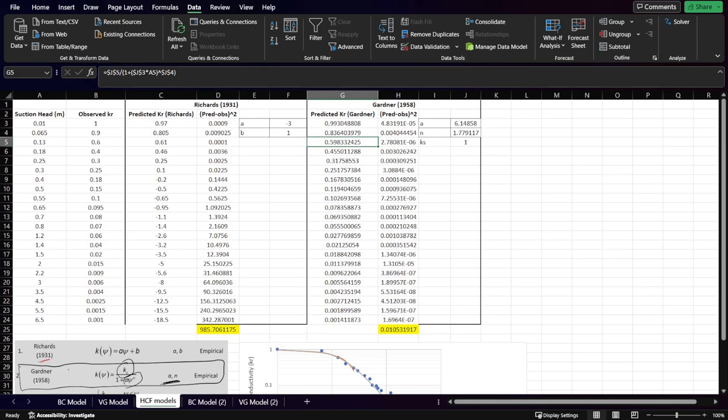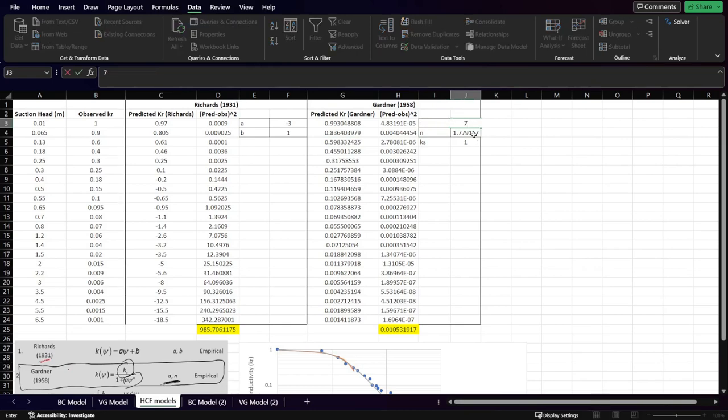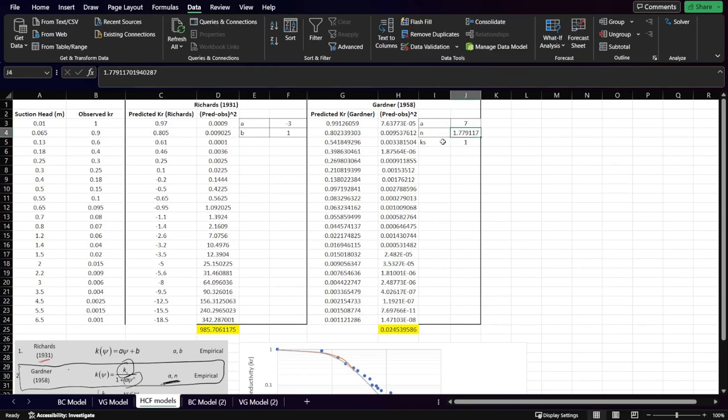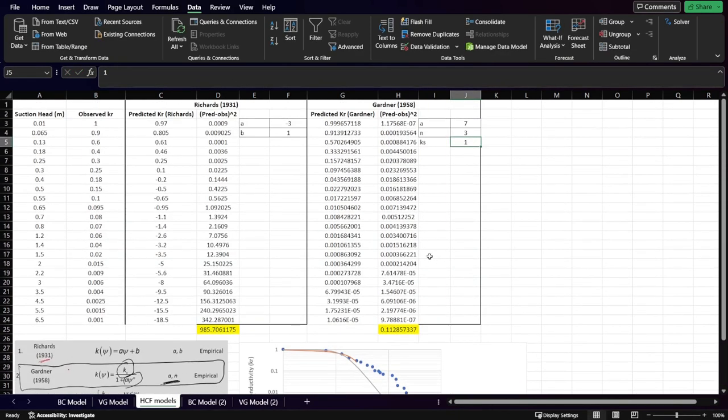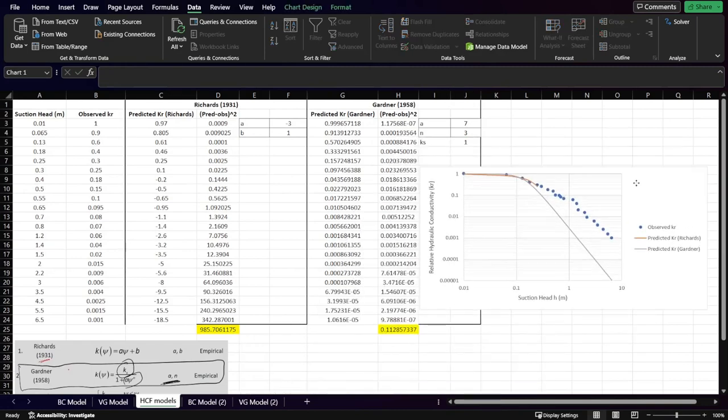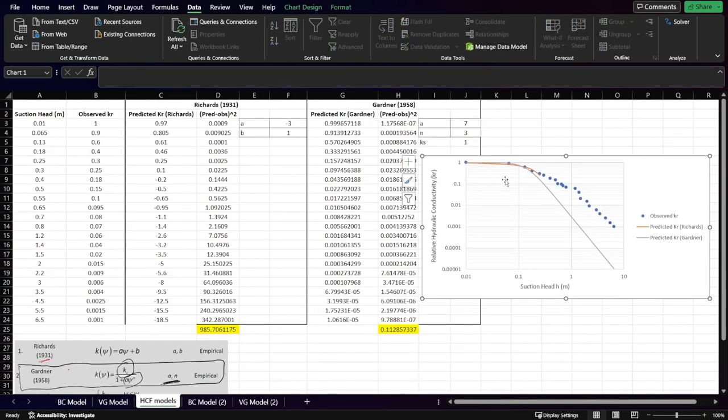Here I have written the value of a as something like 6, or you can write 7, and the value of n, let's say I have written 3. As I'm writing the values, I'm also plotting alongside. The blue points you see are the observed values of hydraulic conductivity, and the gray points are the predicted values using Gardner.